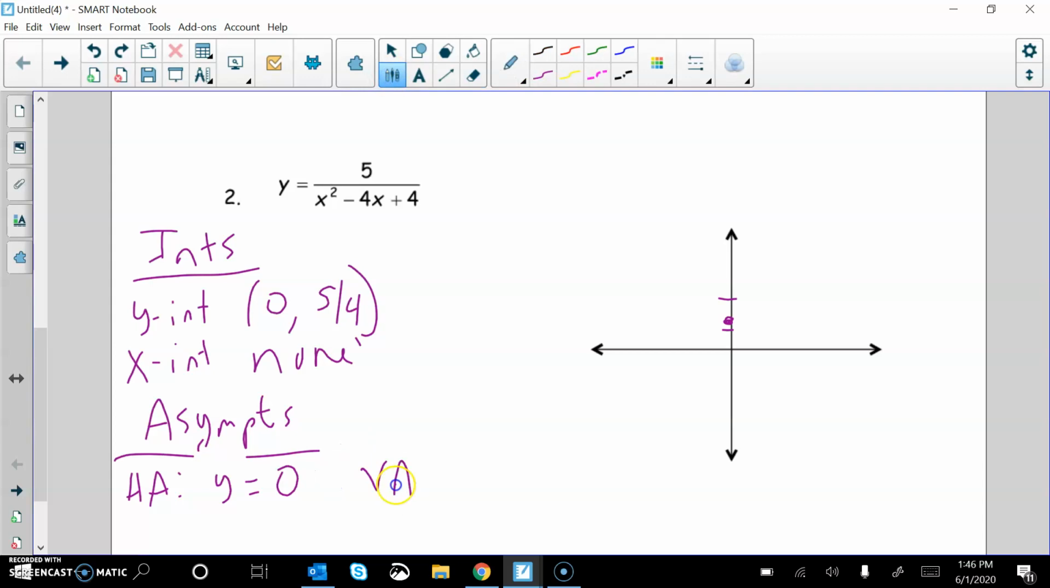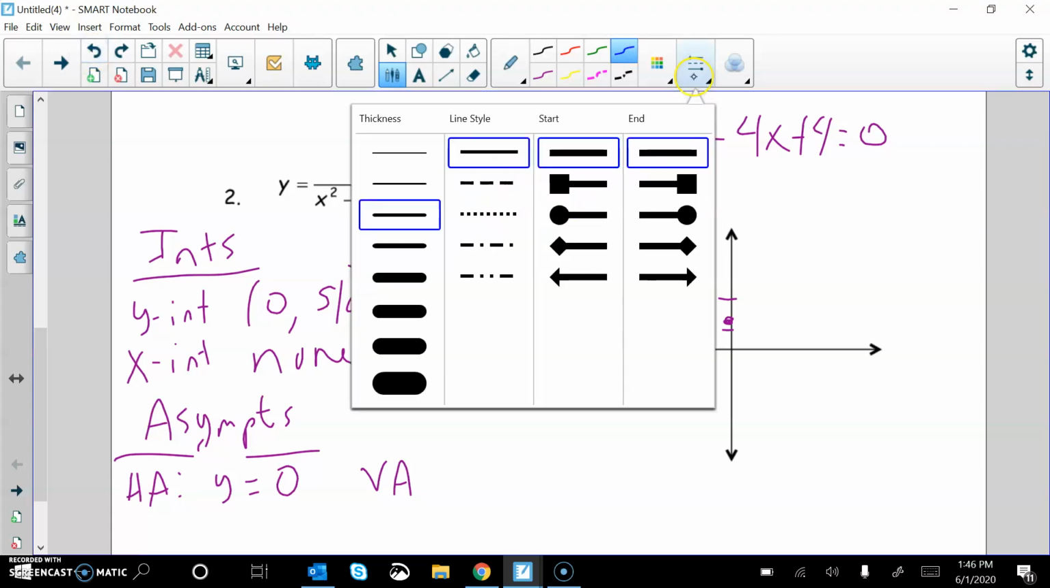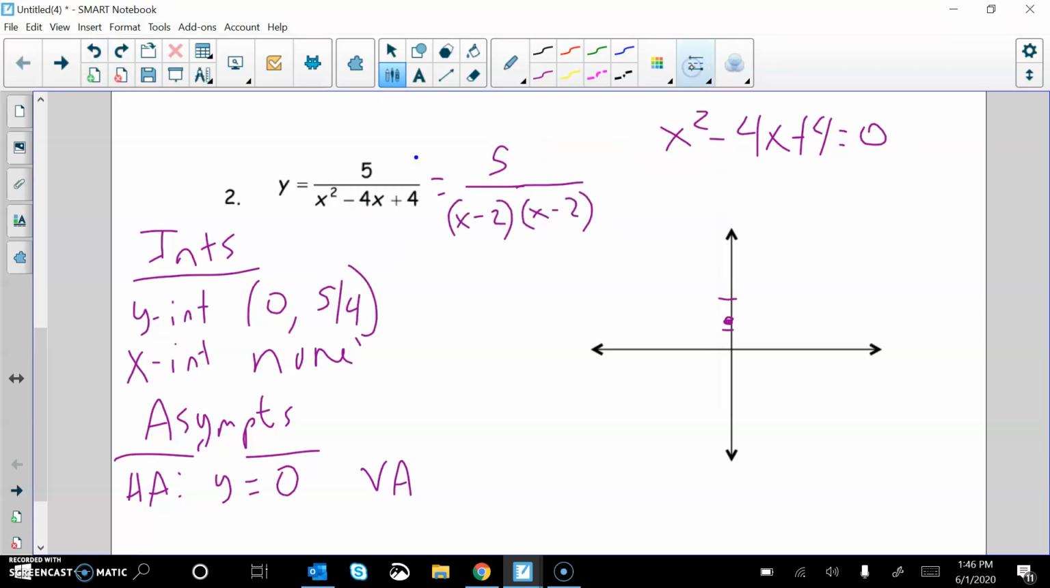Vertical asymptotes. So we need to find out when the bottom is equal to 0. So we have this, set it equal to 0, and solve it. Factor it if you can since it's quadratic, or do the quadratic formula to solve that equation. This one's going to factor nicely. x minus 2, x minus 2. So when x is positive 2, you'll get 0. So the bottom is 0 when x is equal to 2.